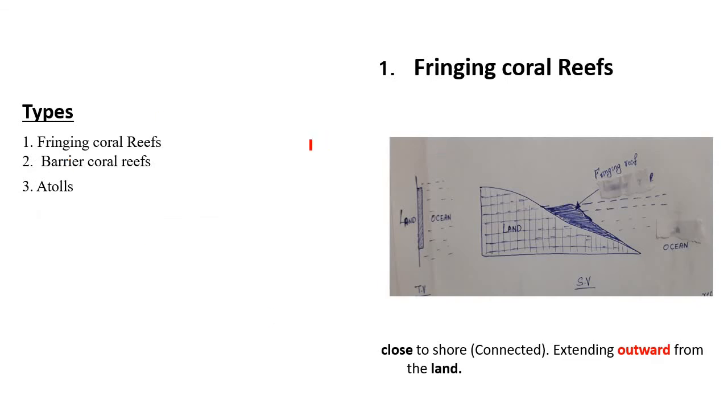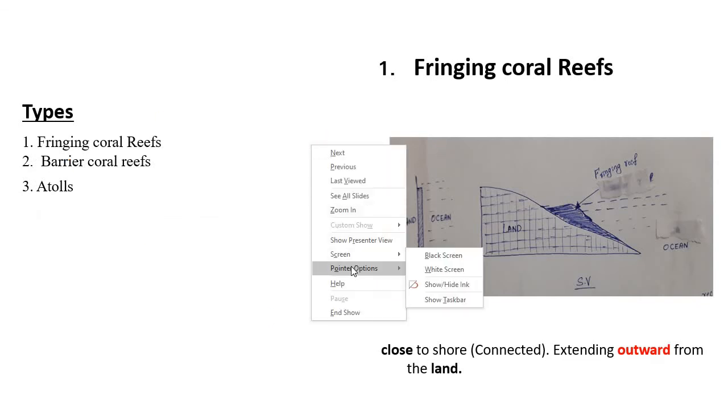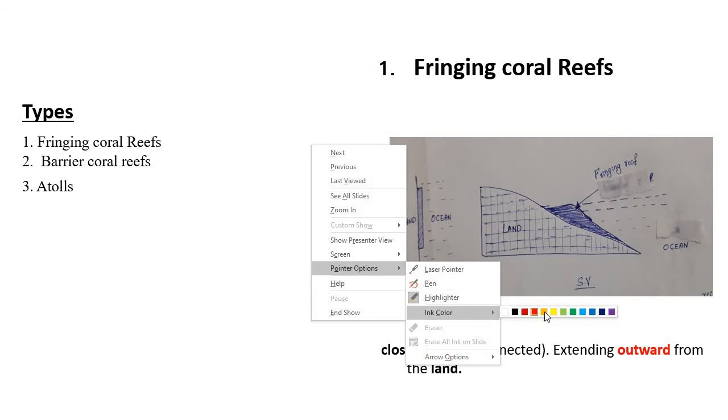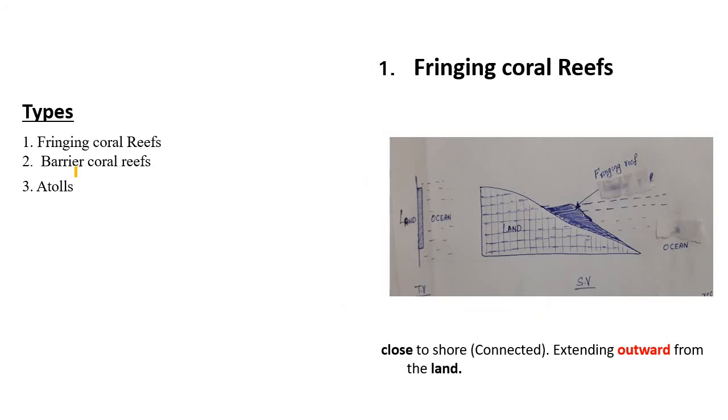There are three types in total. First one is the fringing coral reef. Second, the barrier coral reef. Third one is the atoll. What is the fringing coral reef?